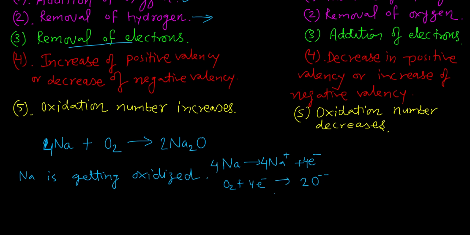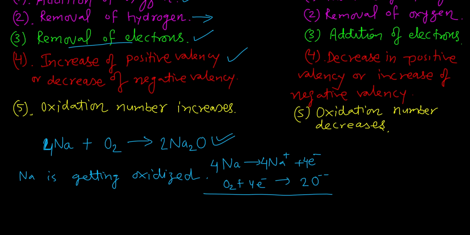So here you can see that sodium is losing electrons, or there is a removal of electron for sodium from sodium atom. So you can say that this third definition is also getting true here, that removal of electrons is also a oxidation process. Okay, so if you will add these two, you will get the same total reaction we have written here. So sodium is losing electron, or sodium is getting oxidized by addition of oxygen. Similarly, you can see the fourth point here, increase of positive valency.